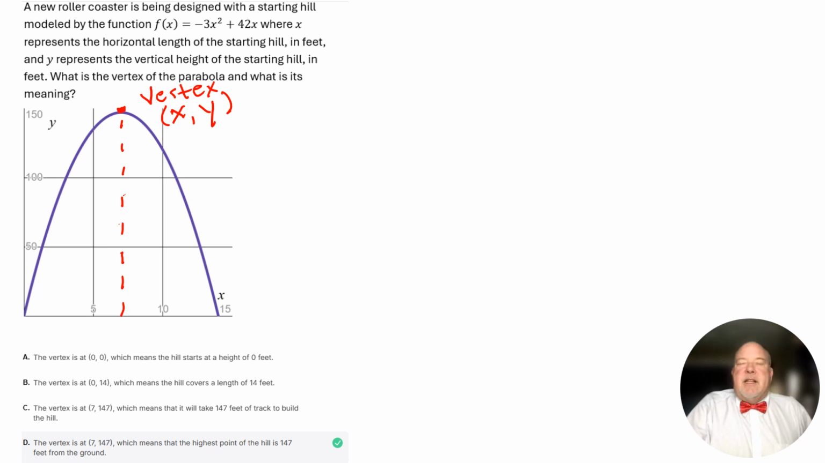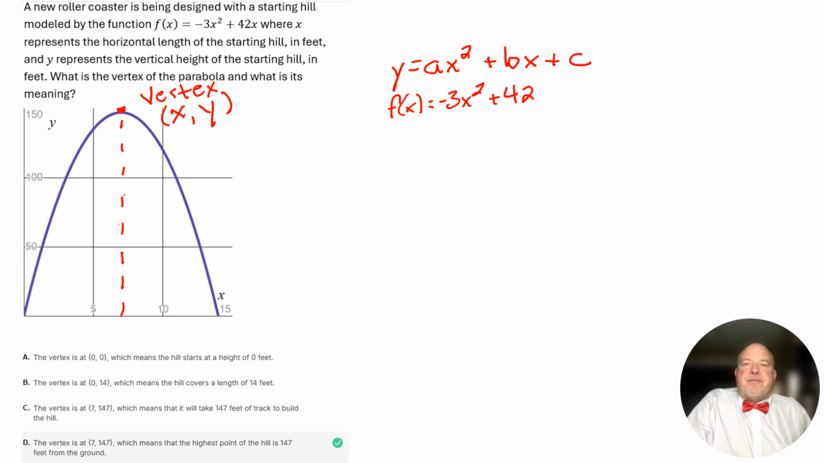All right, so there's a trick to find the vertex. First, let's look at what the standard form of a quadratic is. A quadratic looks like y = ax² + bx + c. The equation we were given was f(x), so it's in function notation, same thing as y, and then -3x² + 42x. And then there was nothing for the c, so the c value here is really 0. There's just no c value.